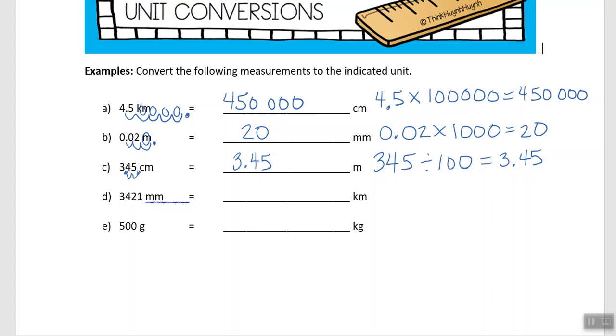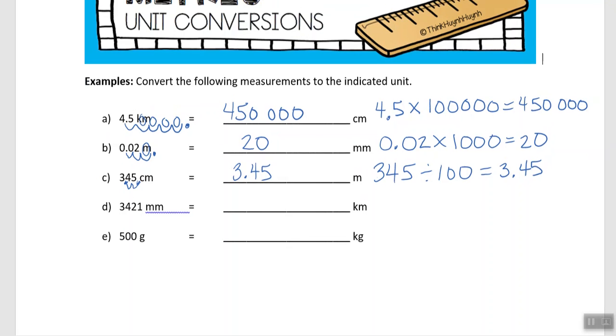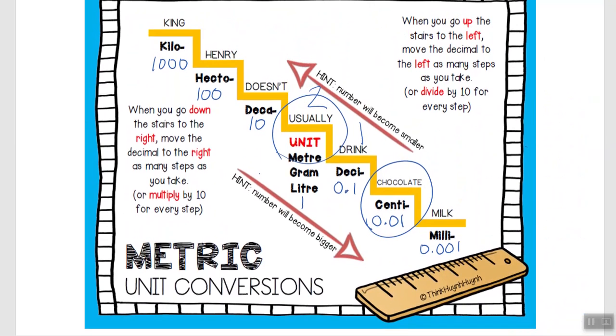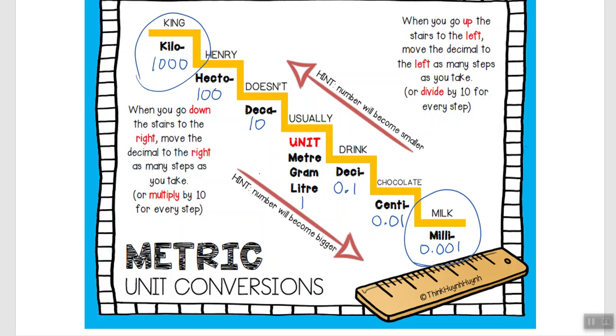Okay, my next question looks at converting millimeters into kilometers. I'm going to go back to my staircase. I'm starting at the millimeters, the very bottom of my staircase, and I'm going all the way up to the top of my staircase, to kilometers. So I'm going up 1, 2, 3, 4, 5, 6. So I'm going up 6 steps. Okay.